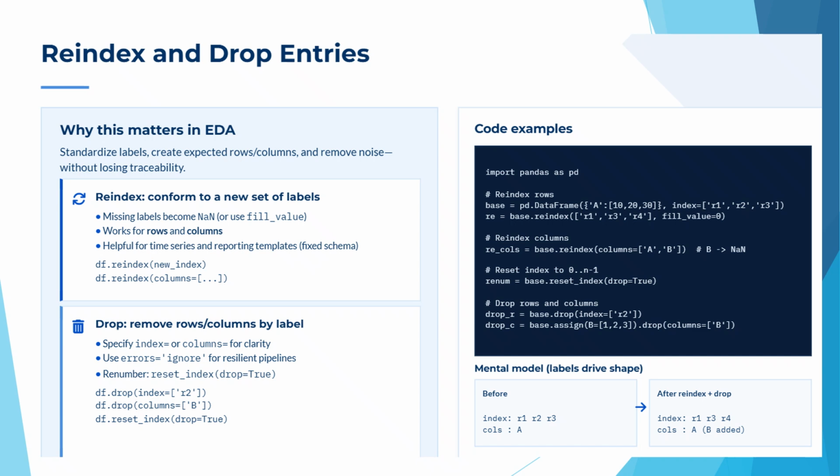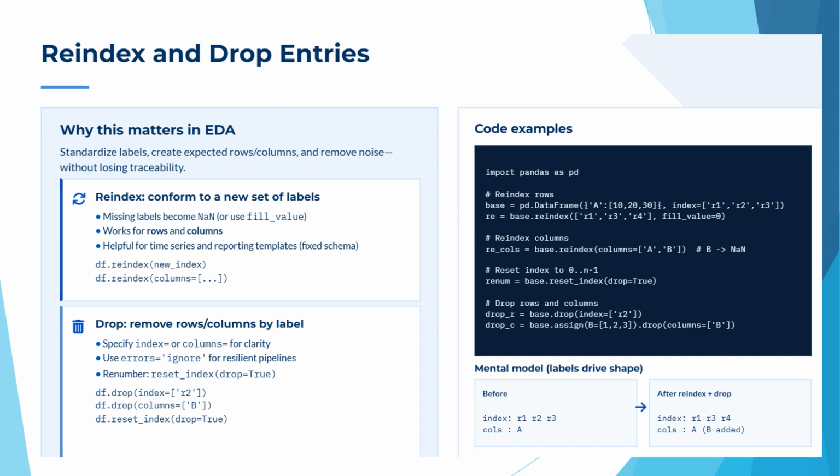The code example illustrates how reindexing and dropping work in practice. First, a data frame named base is created with a column A and custom row labels. The line re = base.reindex(['R1', 'R3', 'R4'], fill_value=0) rearranges the rows and introduces a new label R4, filling its value with 0 since it did not exist before. Next, re_cols = base.reindex(columns=['A', 'B']) adds a new column B which is filled with NaN because it is not present in the original data frame.